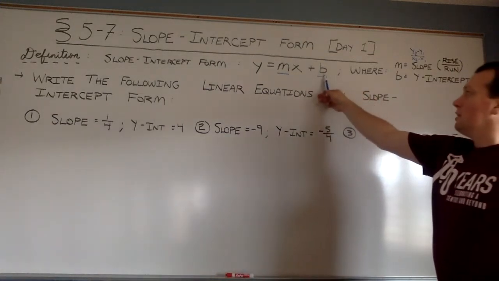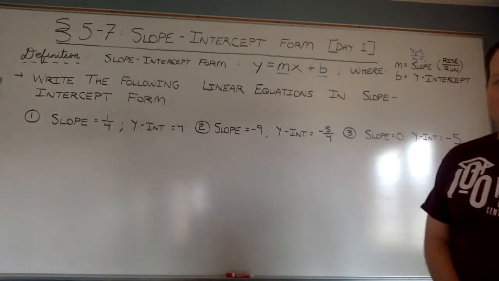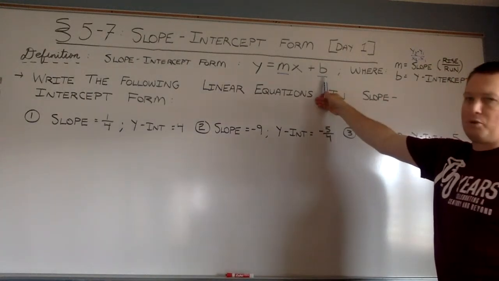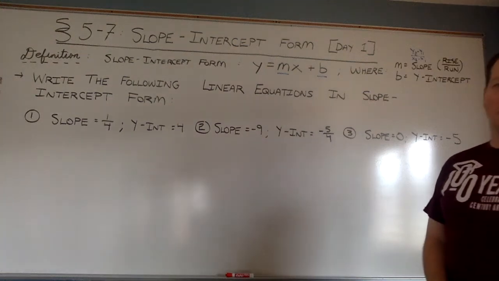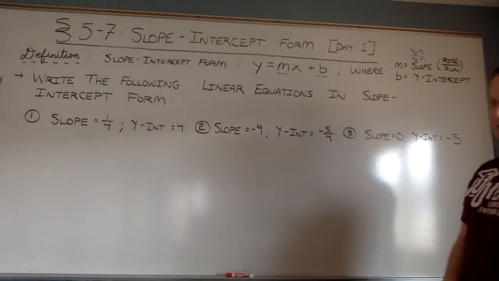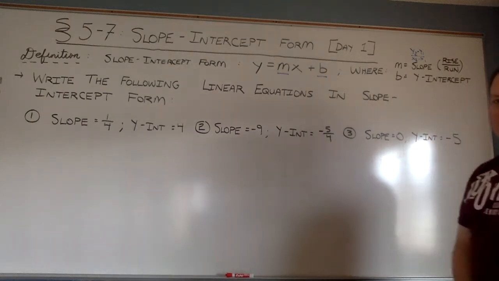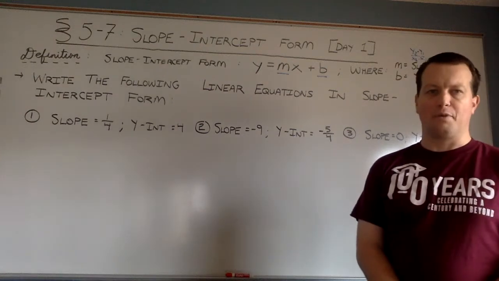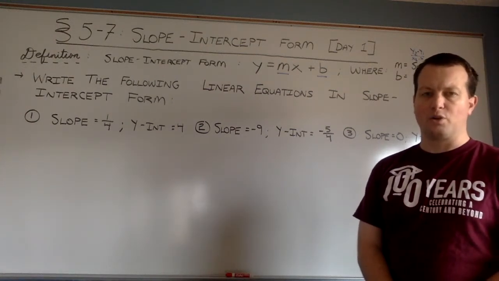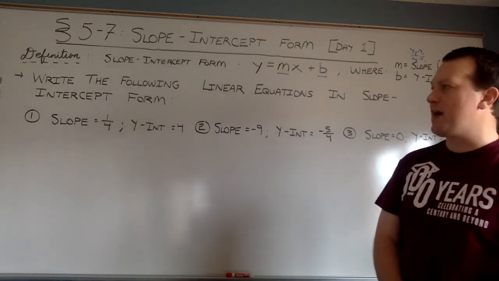The other variable in slope-intercept form, y equals mx plus b, is the variable b. That is going to be where I begin, where I start when I look at graphing. So b, this is the y-intercept of the line. Not the x-intercept, but the y-intercept. So that is the point at which the line crosses the y, the vertical up and down axis.